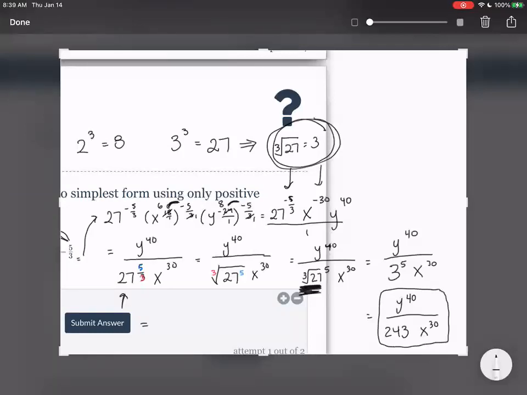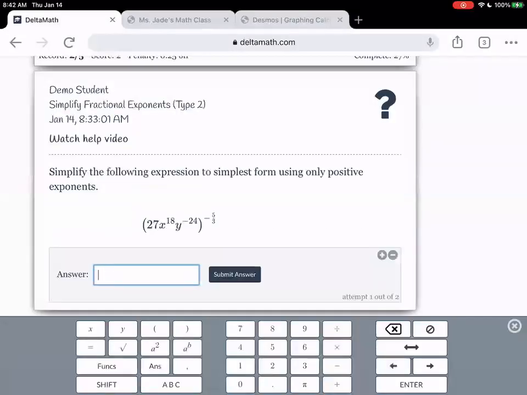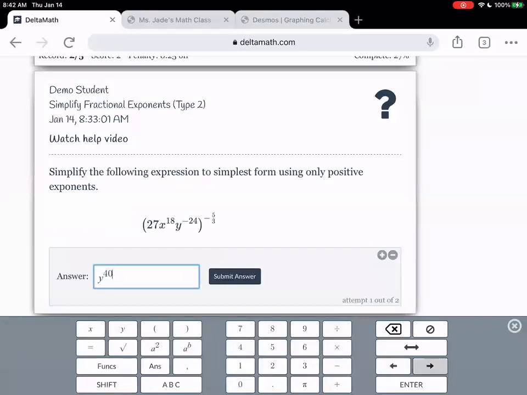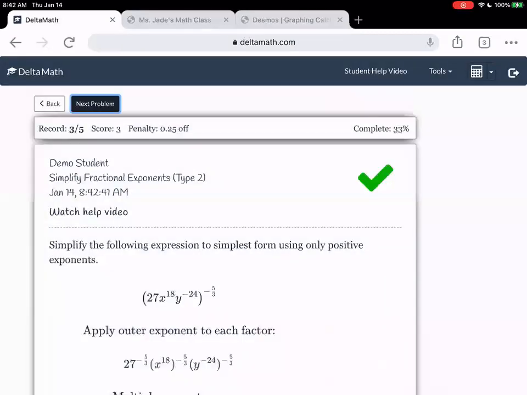Now before I enter it in, I'll give you guys a chance to copy or ask questions. So I'm going to pause the recording. Alright, so let's enter this in. Y to the power of 40 over 243, x to the power of 30. Hopefully I can remember that. Y to the power of 40 over 243, x to the power of 30. Okay, so that was 3 examples of this one. So let's stop this recording and go to the last section.